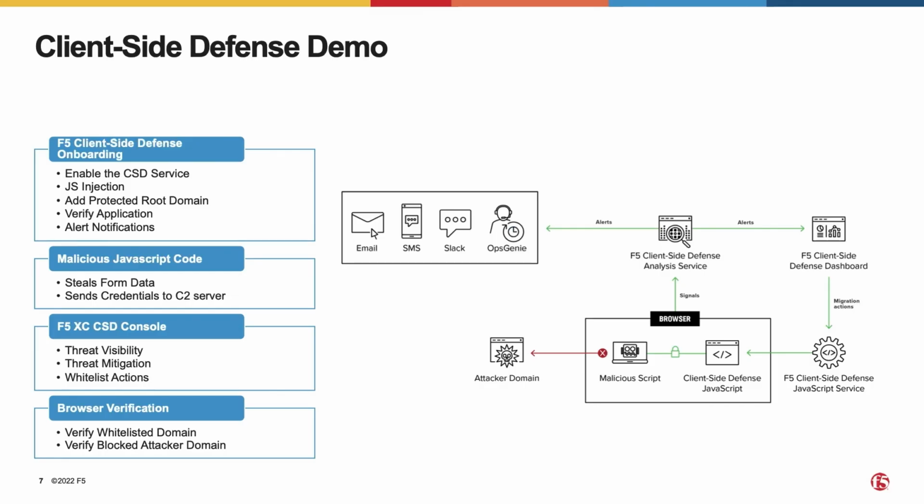Now let's have a quick look at the demo environment for a preview of what we'll be showing today. Our F5 client-side defense demo will start out by onboarding the application to the F5 Distributed Cloud Client-Side Defense Console. Then we'll look at our demo application and observe the behavior of a Magecart-style malicious JavaScript. Then we'll go back to the console to get visibility into the threat and use the mitigate action to resolve the threat and stop the attack.